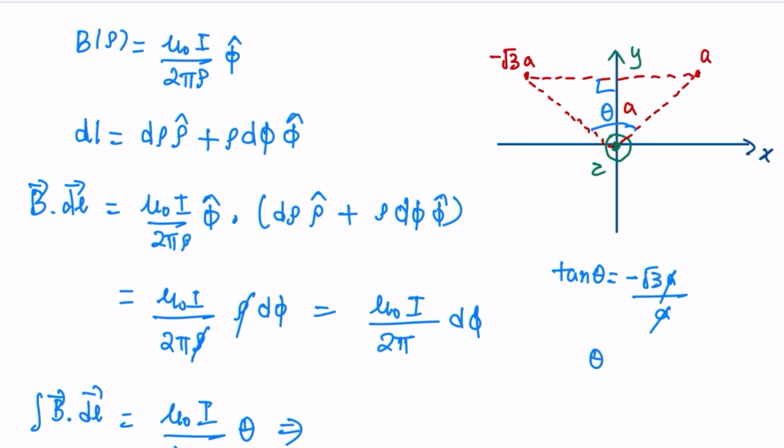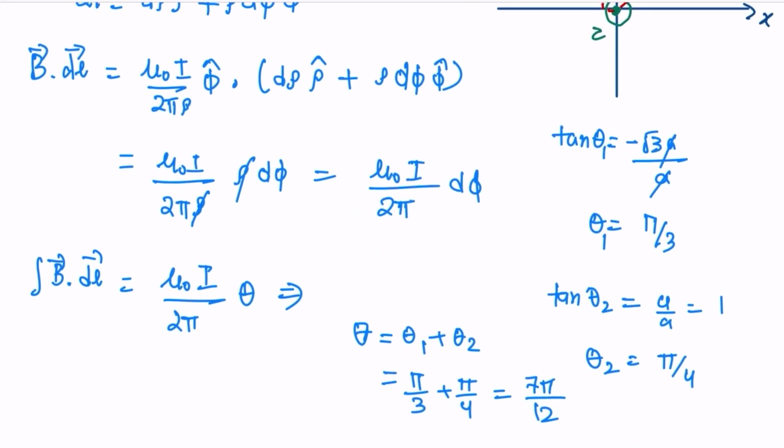So theta would be here, not theta like this, but theta 1, theta 2. Let's say this is theta 1, this is pi over 3. And the next thing is to do the same. You have this angle, so tan of this, tan theta 2, would be a over a, which is 1, so this would be pi over 4. Now you just add those. So theta would be theta 1 plus theta 2, which is 7 pi over 12.